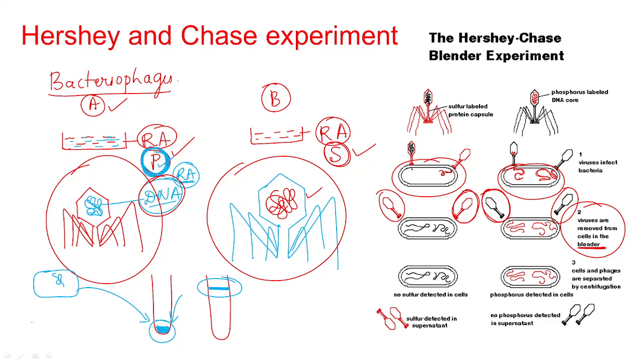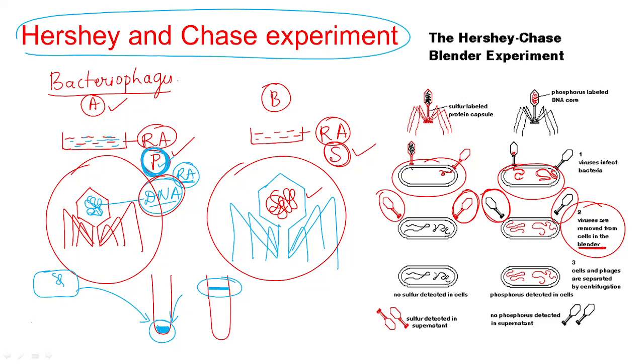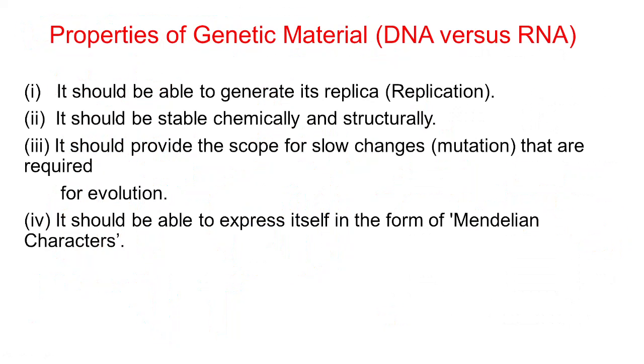So this was proved by what? Hershey and Chase experiment. Very important point here. Okay, you have to remember, very important point. DNA is the genetic material. Okay, DNA itself is the genetic material, and who proved it? Hershey and Chase. For the first time it was proved by Hershey and Chase, that is DNA itself is the genetic material.